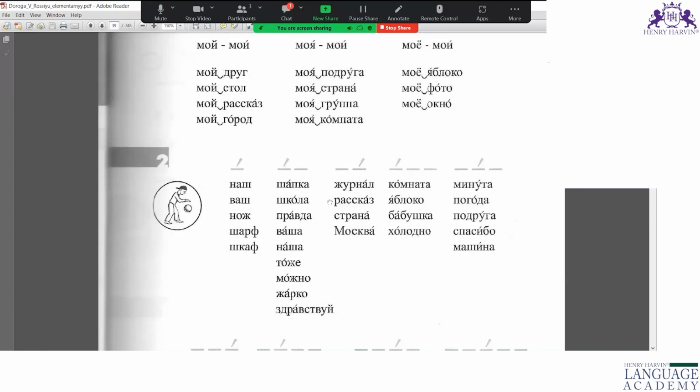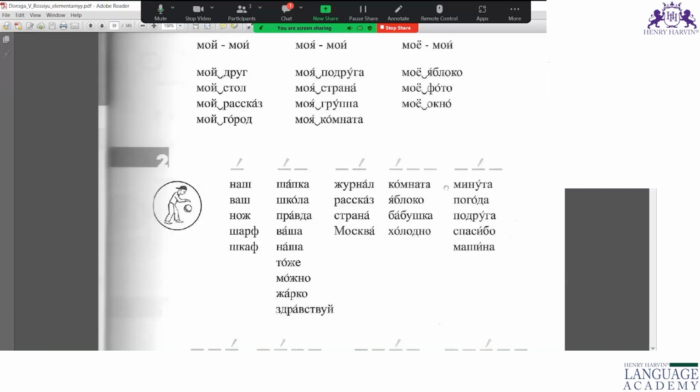Журнал, рассказ, страна, Москва. What is journal? Magazine and also some register, right? It's like school journal, school register. Комната, яблоко, бабушка, холодно. What is яблоко? Apple. Комната, room, бабушка, we had grandmother, холодно is cold.